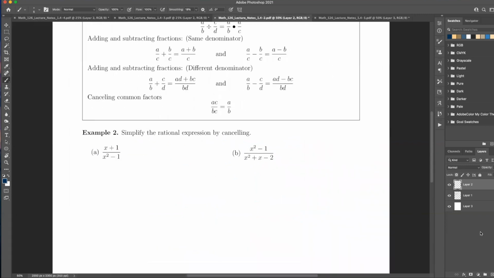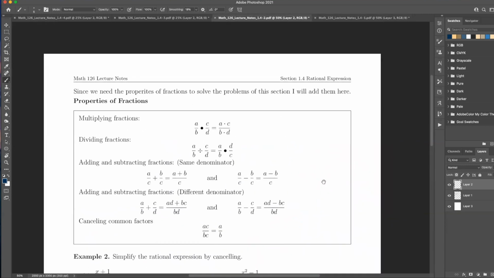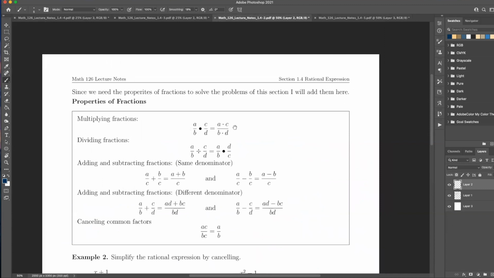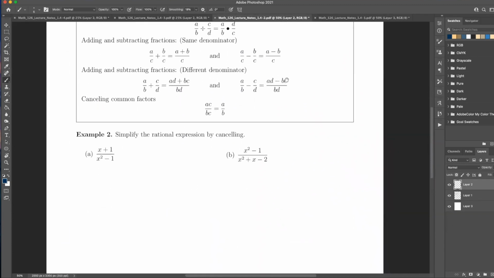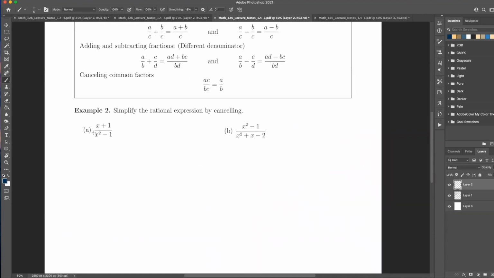All right, properties of fractions. So I rewrote the properties of fractions for you again, since we need them. All right. So we can simplify rationals by canceling. And so we're using this property right here, the cancellation property. But in order to do this, we're going to have to factor.